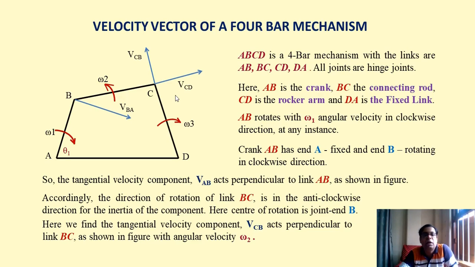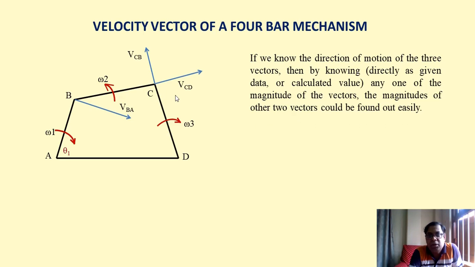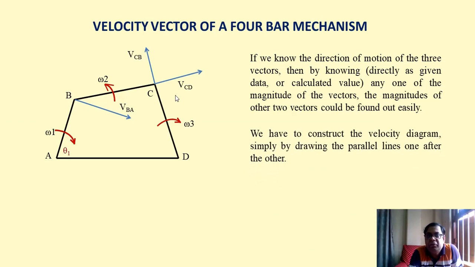We may not know right now the value of omega 2, the value of omega 3, but we have to calculate and find out if required. Now, if we know the direction of motion of the three vectors, then by knowing any one of the magnitudes, the magnitude of the other two vectors could be found out easily. We just have to construct the velocity diagram by drawing the parallel lines one after another.